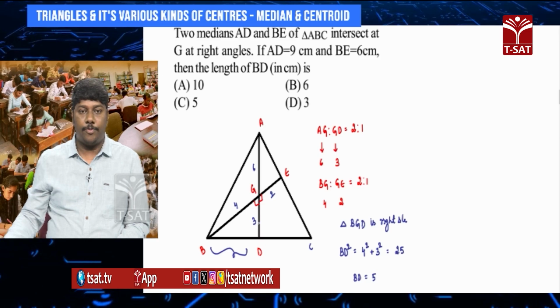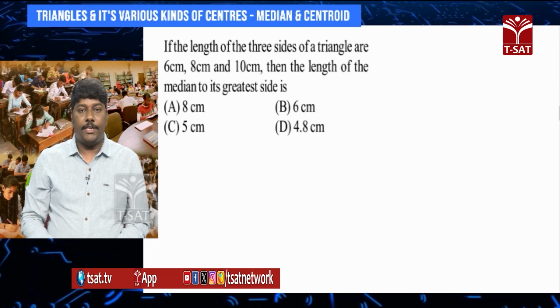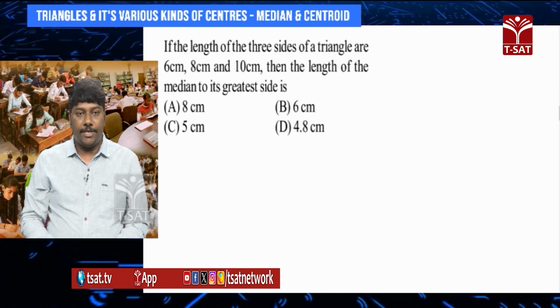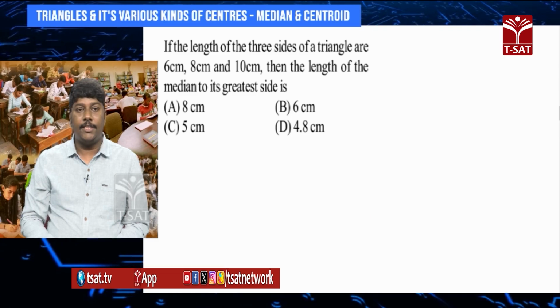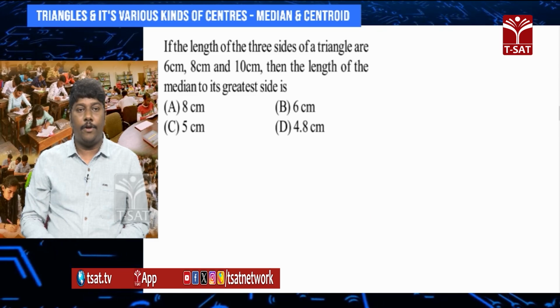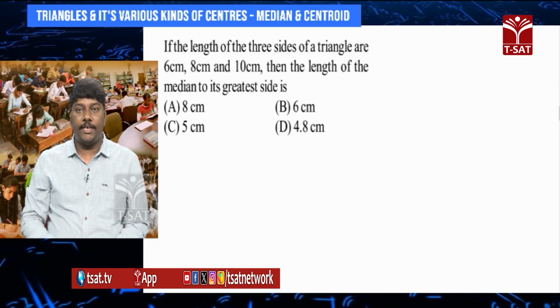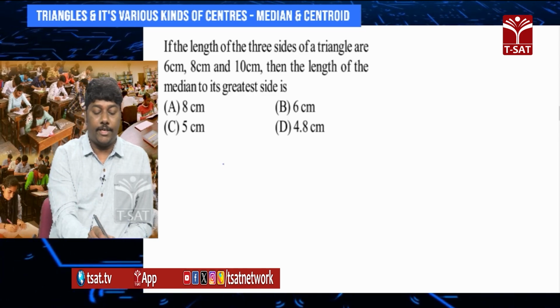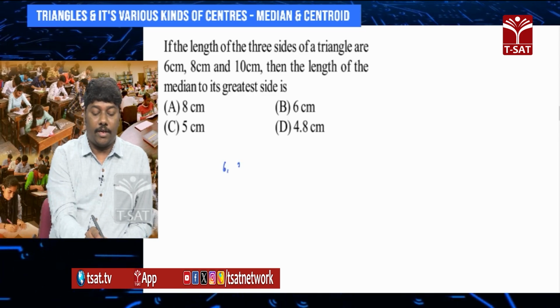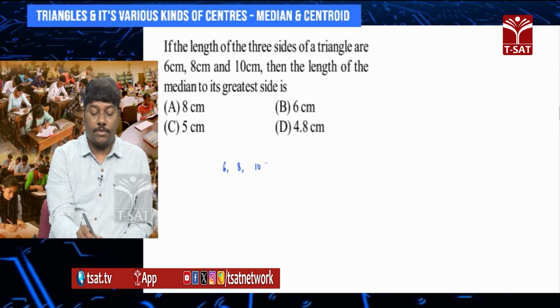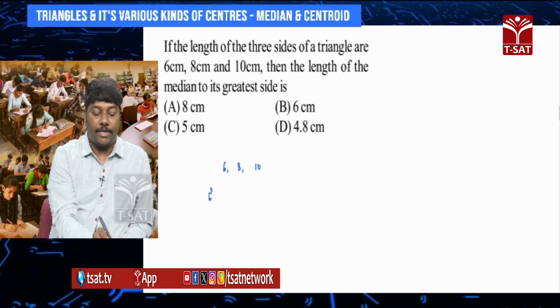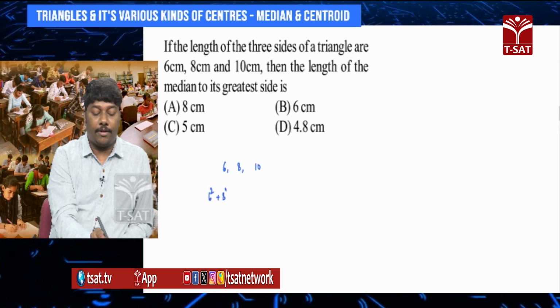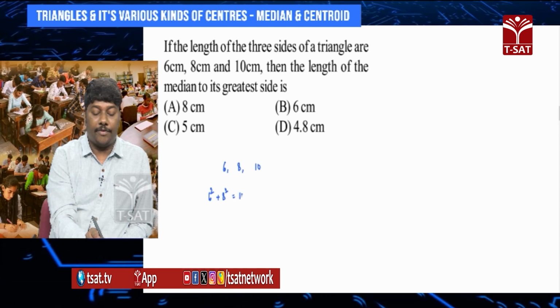Now let's look at the next problem. If the lengths of three sides of a triangle are 6 centimeters, 8 centimeters and 10 centimeters, then the length of the median to its greatest side is. If you carefully observe the given sides 6, 8, 10, we all know that 6 square plus 8 square is equal to 10 square. Therefore, these are sides of a right angle triangle.